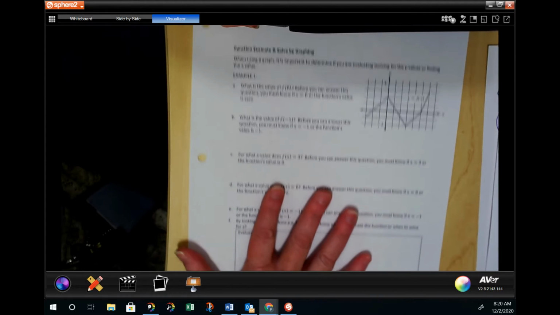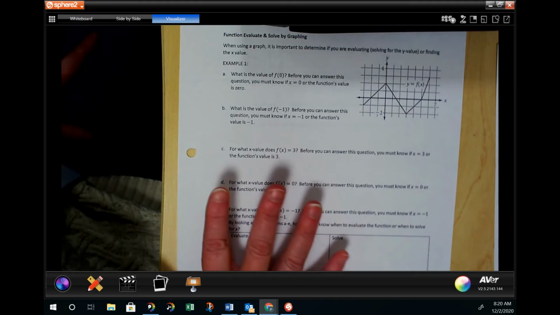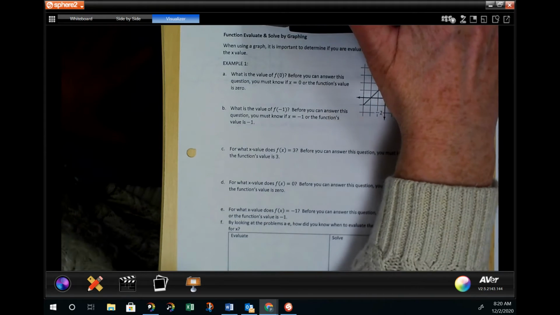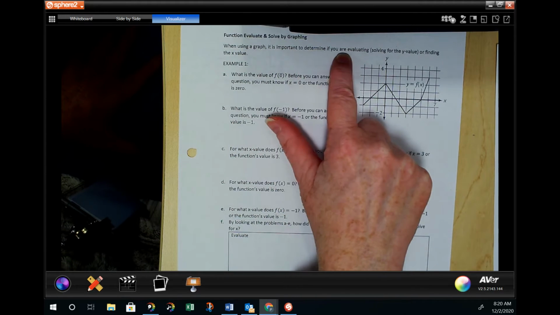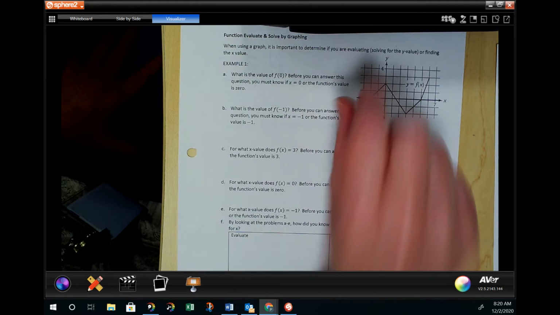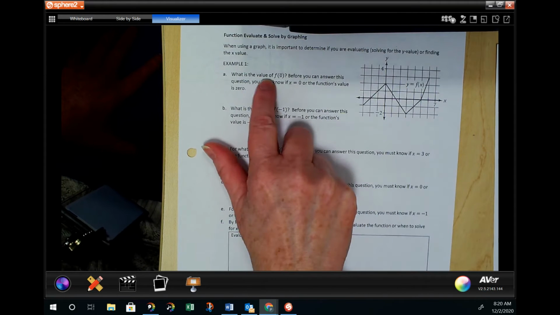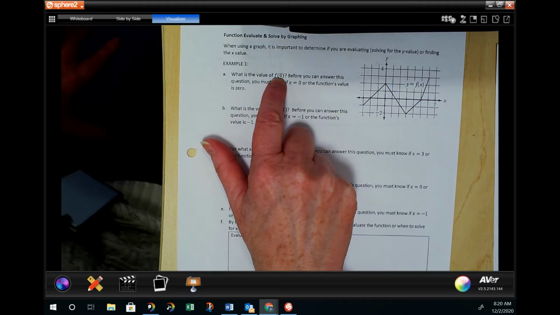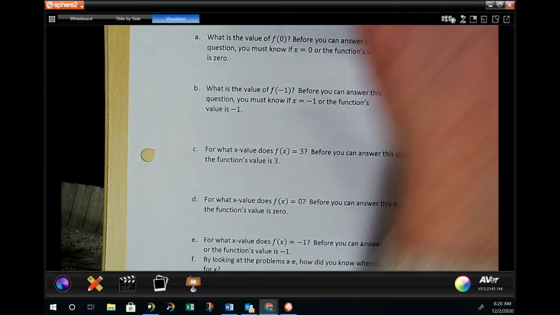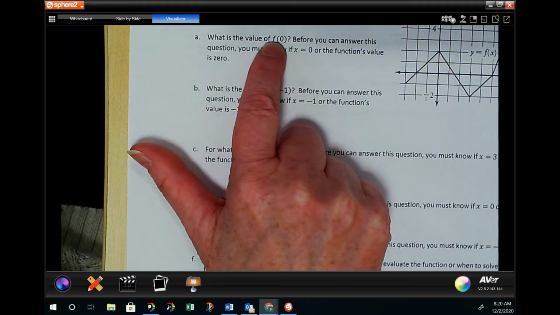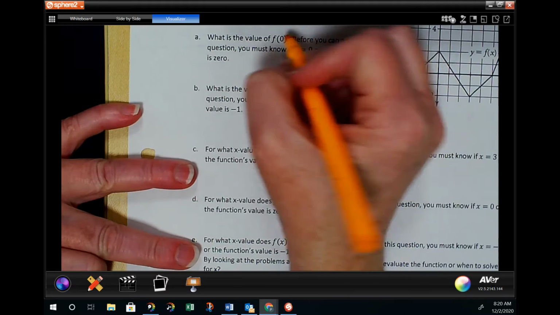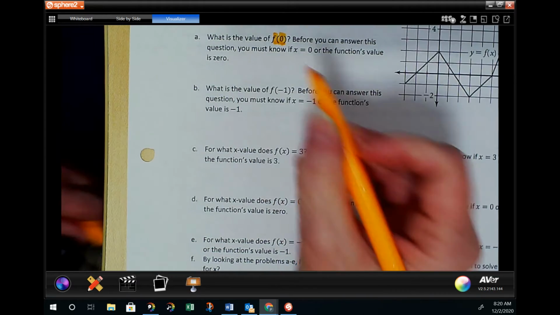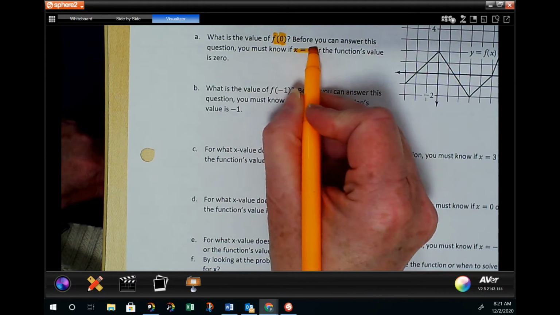So when we solve by graphing, you have this lovely graph. I'm going to focus, this seems to be a little out of focus. Okay, so you're going to solve this by graphing. When using a graph, it's important to determine if you're going to evaluate or you're actually going to solve for y. So on this question, when that number is next to the f, inside the parentheses, this means that you are going to let x be 0.